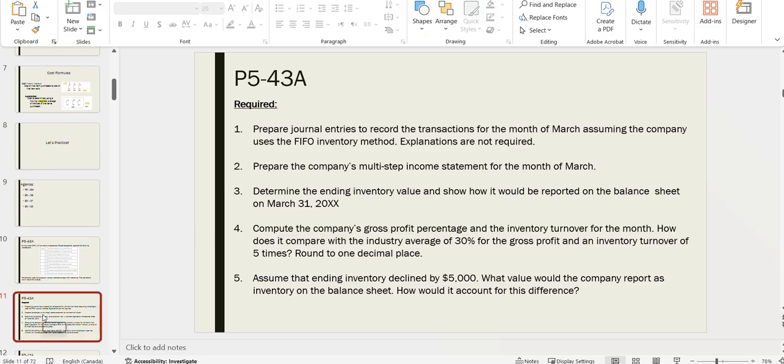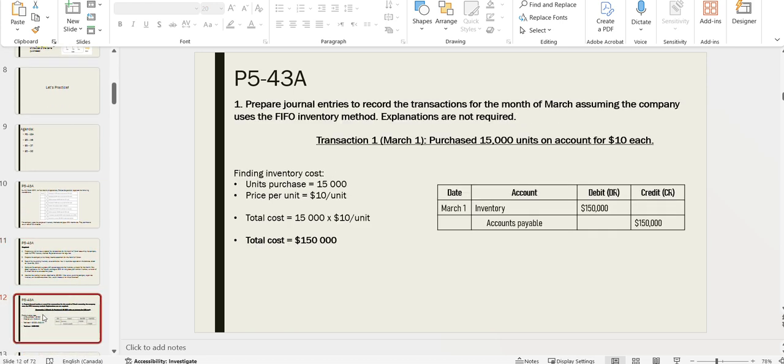So the first step is preparing journal entries to report the transactions for the month of March, assuming the company uses the FIFO inventory method. Explanations are not required. Okay, our first transaction is here on March 1st. The company purchased 15,000 units on account for $10 each.